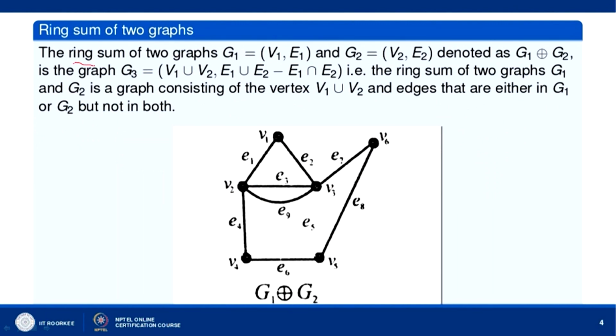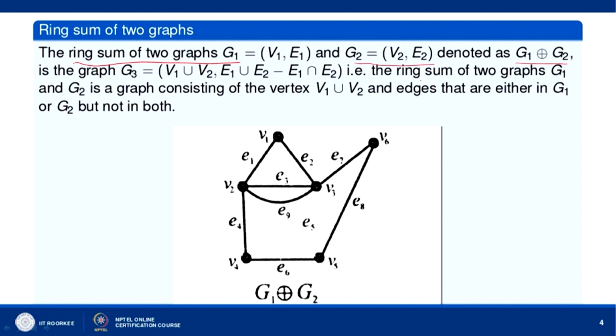The ring sum of two graphs G1 equal to (V1, E1), G2 equal to (V2, E2), denoted by G1 ring sum G2, is the graph G3 equal to (V1 union V2, E1 union E2 minus E1 intersection E2). So, the set of vertices of G3 is the union of the set of vertices of V1 and V2, but the set of edges of G3 is obtained by removing the edges that are common to E1 and E2 from E1 union E2.